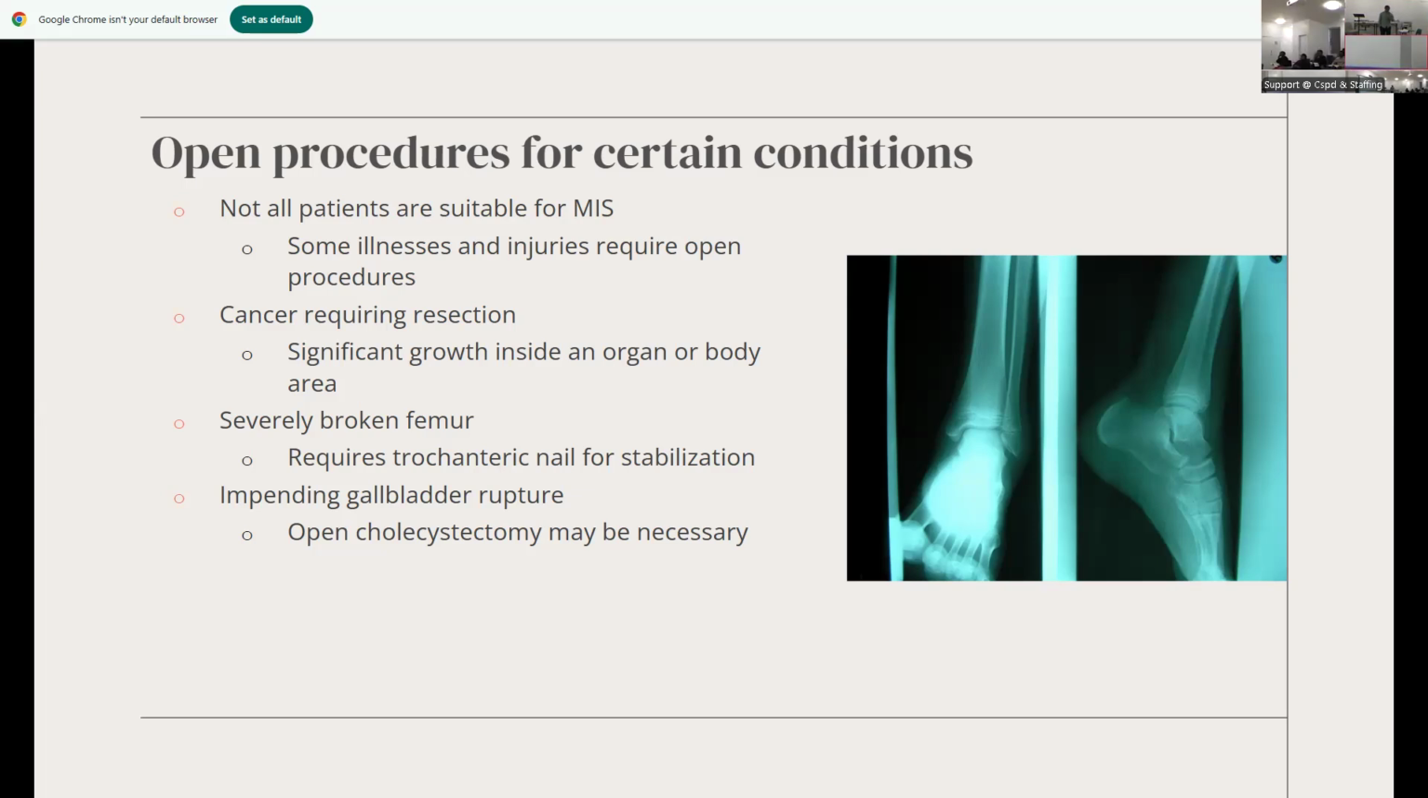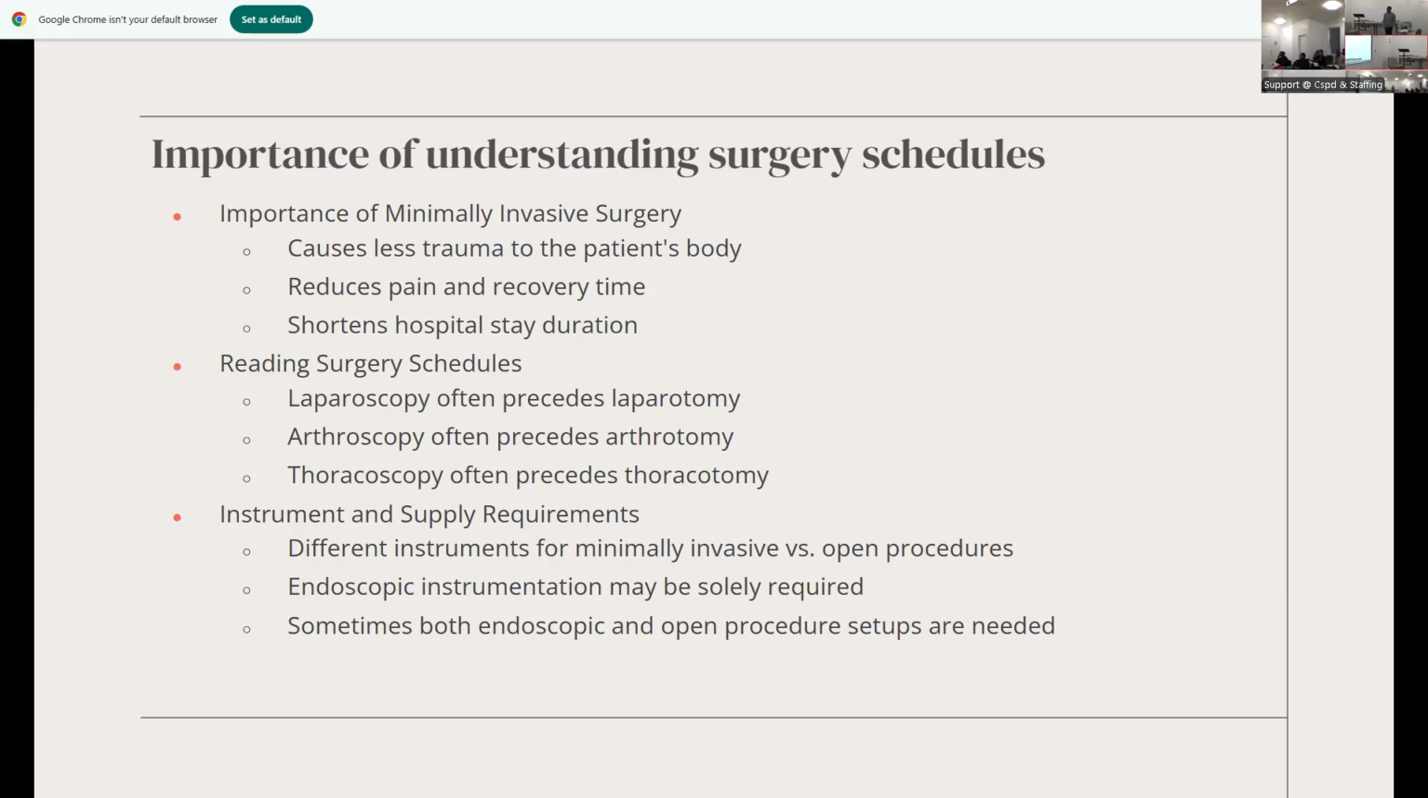Breast cancer. All right, prostate, severely broken femur. If your bones are broken so badly, they have to go open and have access to the place to fix it. Impending gallbladder rupture. If you have a ruptured gallbladder, they have to open the place to have access to do the surgery, to do the repair. Importance of understanding surgery schedules. We saw that.